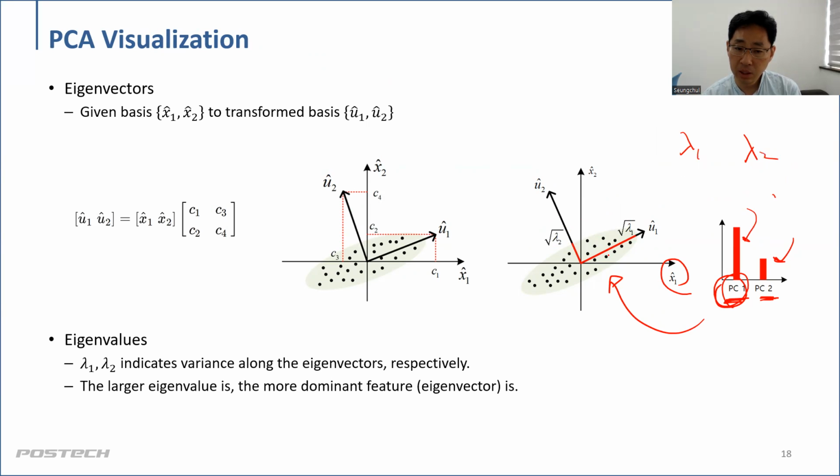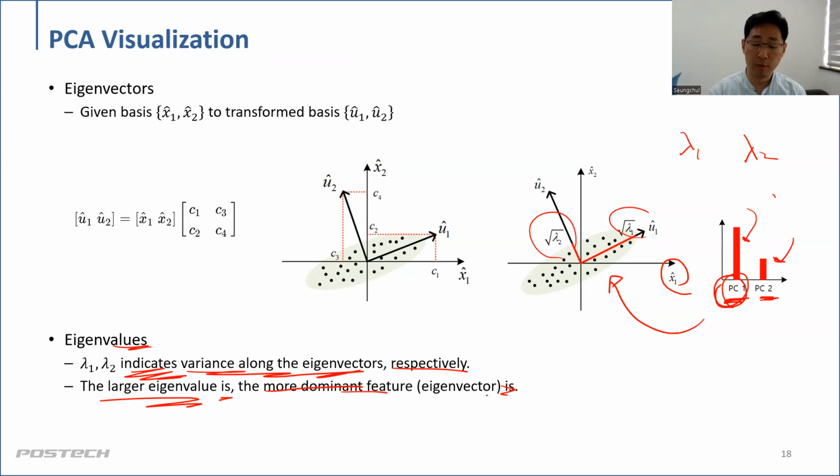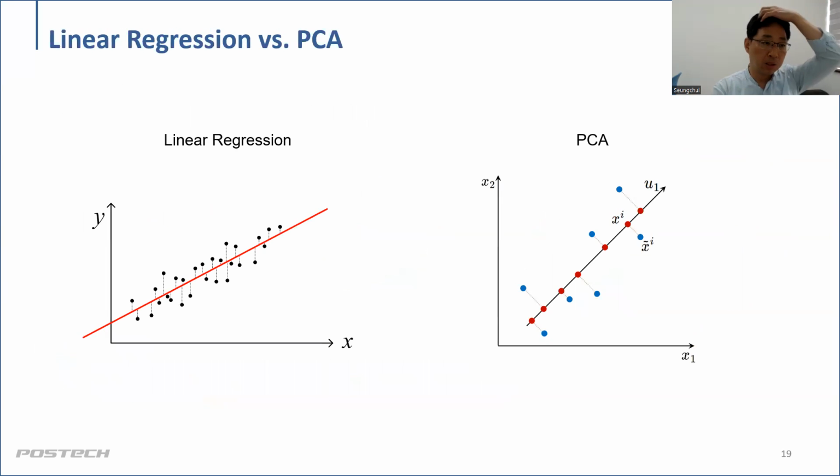I have to spend more time to explain it, but again, I'm not going to go into details. The eigenvalues indicate the variance along the eigenvectors respectively. So the larger the eigenvalue, the more dominant the feature, or the more information inside along that axis. Probably I would say it's good to know. So we're done with the PCA, which is good.